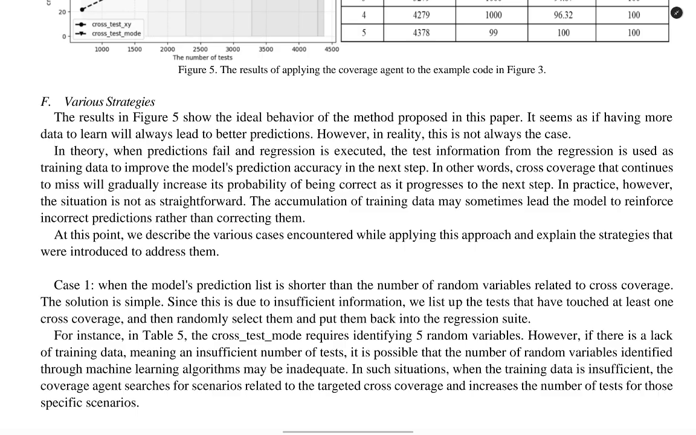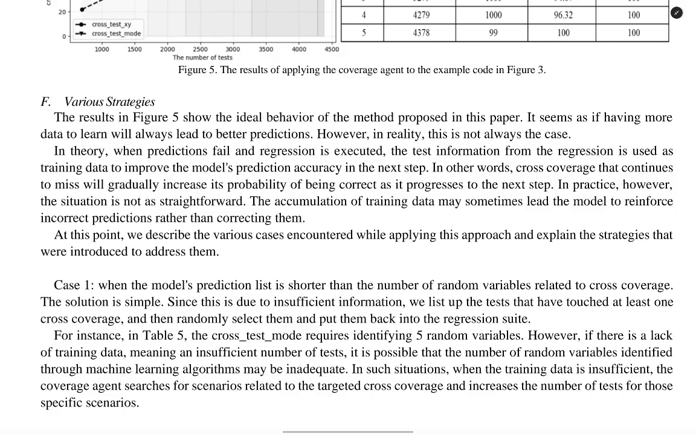It seems as if having more data will always lead to better predictions. However, in reality, this is not always the case. In theory, when prediction fails and regression is executed, the test information from the regression is used as training data to improve the model's prediction accuracy in the next step. In other words, cross coverage that continues to be missed will gradually increase its probability of being correct as it progresses to the next step. In practice, however, the situation is not straightforward.